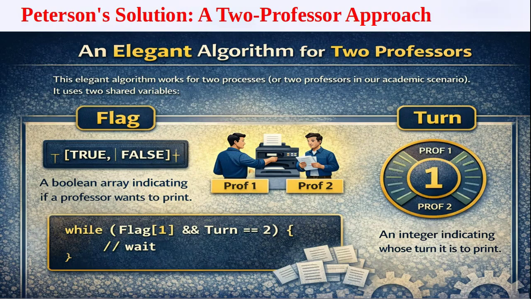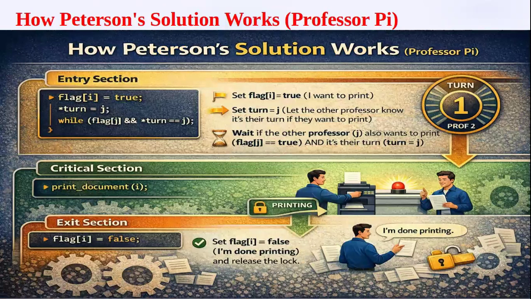If we see, it would be like this. Here flag[i] equals true, which means the professor is showing the intent. He sets turn equal to j, letting the other professor know that it is his turn if he wants to print. Now wait, if the other professor also wants to print, then flag[j] is already true, and turn equal to j means that professor is permitted to print. He finishes the printing, and then ultimately that happens.